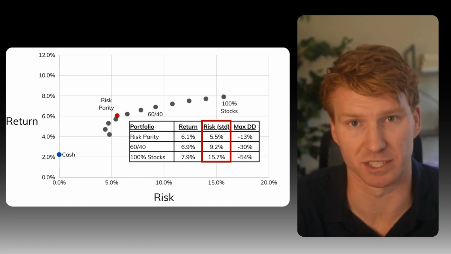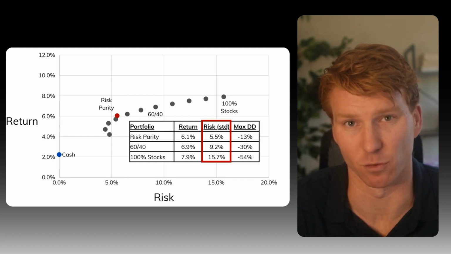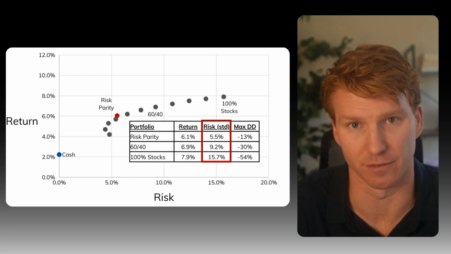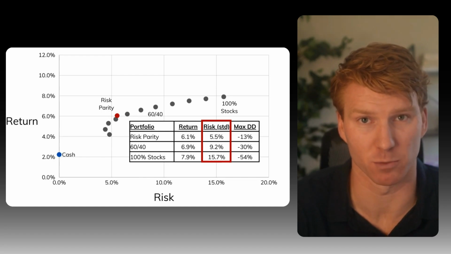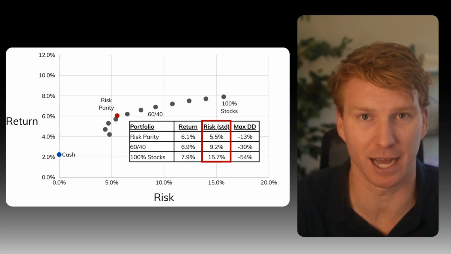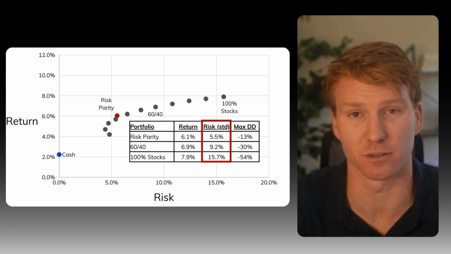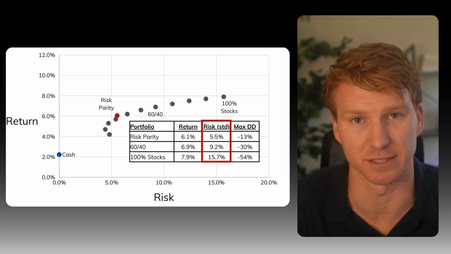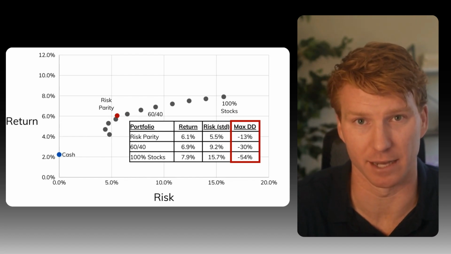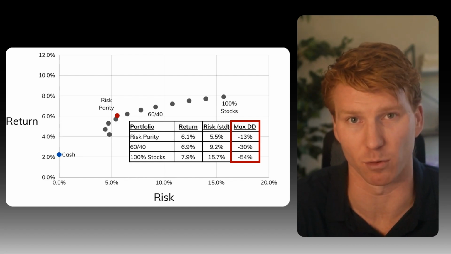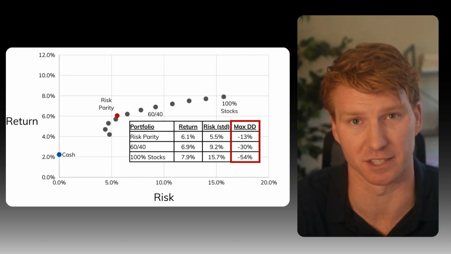The risk of the risk parity style portfolio, measured by standard deviation, was about 2/3 of the 60-40 portfolio and only about 1/3 of the 100% stock portfolio. Put another way, you would need to lever up the risk parity style portfolio over 1.5 times to match the risk of the 60-40. And you'd have to lever up nearly 3 times to match the risk of a 100% stock portfolio. These relative risks translated to a maximum drawdown of only 13% for the risk parity style portfolio, compared to 30% for the 60-40 and over 50% for 100% stocks.